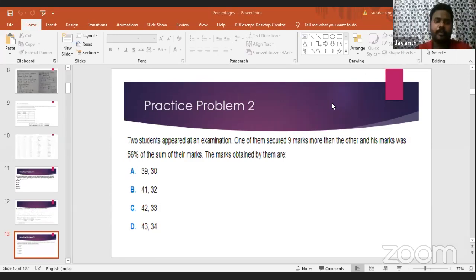Two students appeared at an examination. One of them secured 9 marks more than the other, and his marks was 56% of the sum of their marks. The marks obtained by them are. Anyone? Anybody got the answer, guys? Hey guys, are you there?